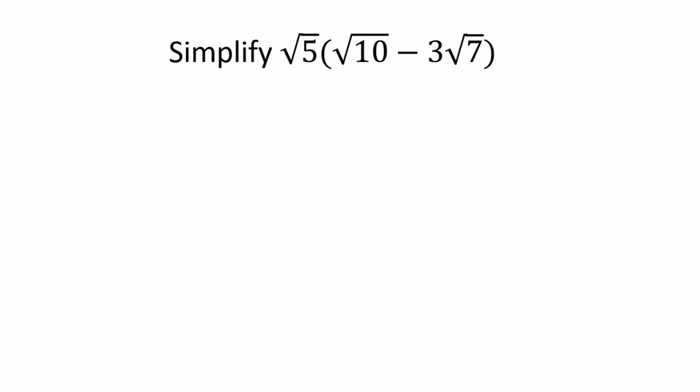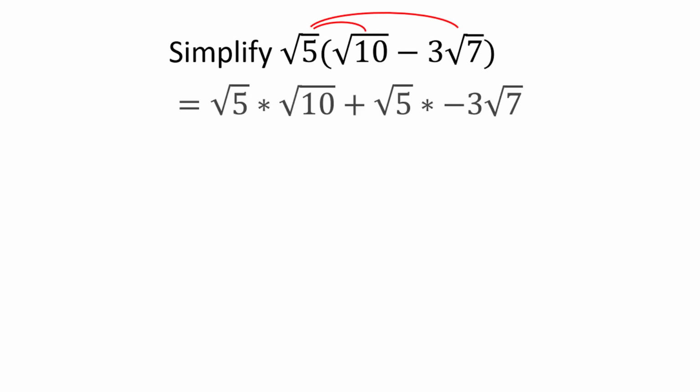Welcome, my friends! Consider the expression the square root of 5 times the square root of 10 minus 3 times the square root of 7, which we would like to simplify. We can distribute the square root of 5 to get the square root of 5 times the square root of 10 plus the square root of 5 times negative 3 times the square root of 7.